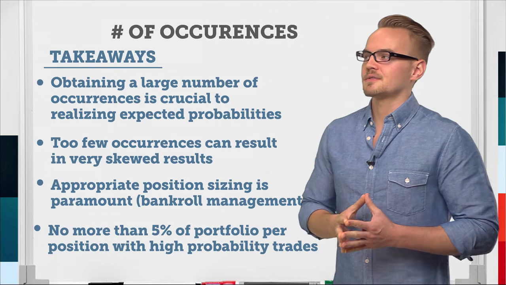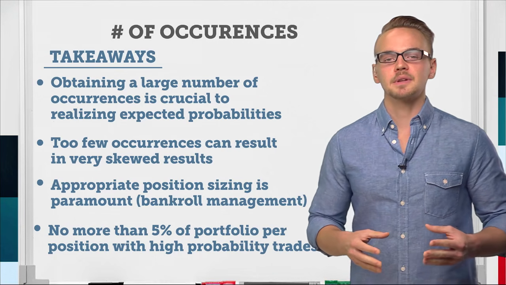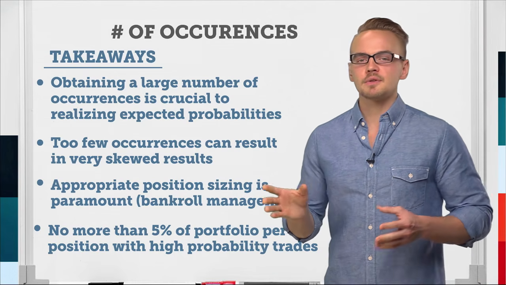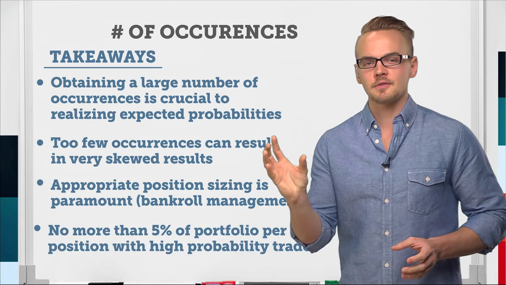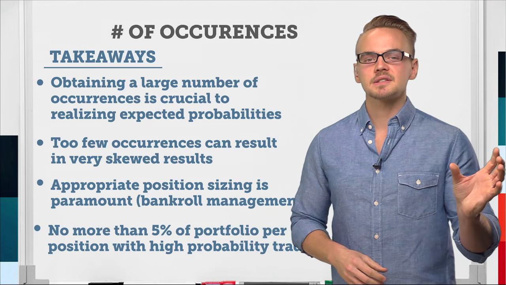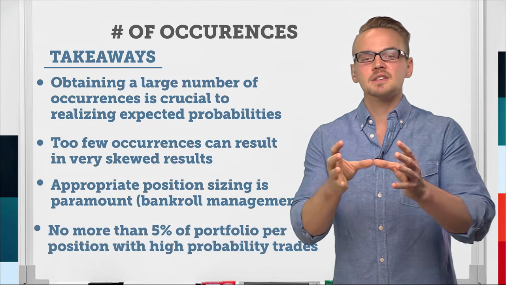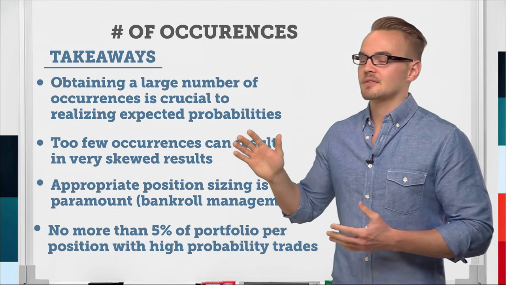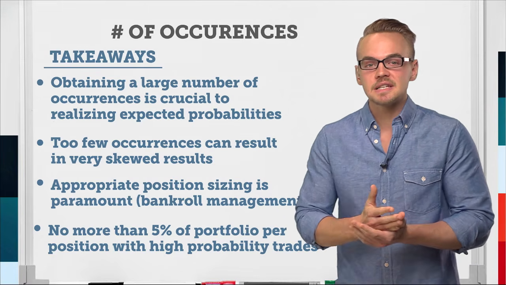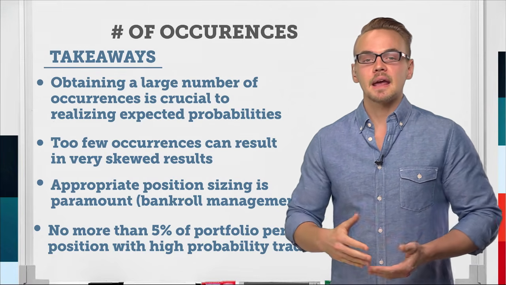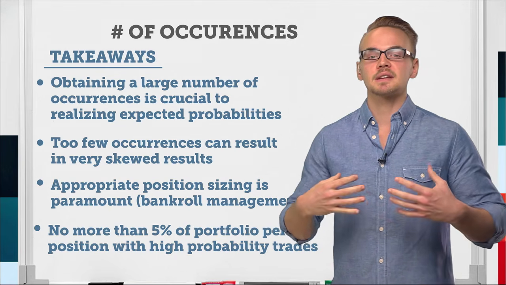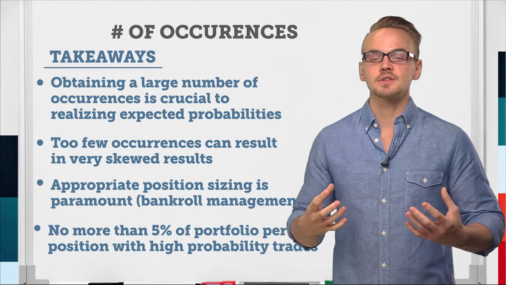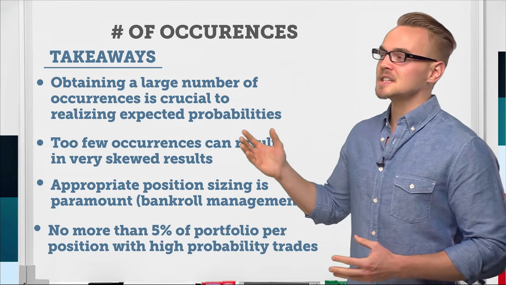And last but not least, no more than 5% of portfolio per position with high probability trades. So this is kind of the trade small, trade often mantra. So when I have two of these things working for me, so if I've got my number of occurrences up and I'm trading small relative to my portfolio, when I combine these two things, I've got synergy in trading and I've got both of these things working for me, and basically I've got non-correlated occurrences. I'm realizing my expected probabilities quicker, and if I'm managing my positions, I'm even realizing a higher probability of profit. So I'm increasing that number and I'm doing everything that I need to do to be successful in trading. So this has been number of occurrences.